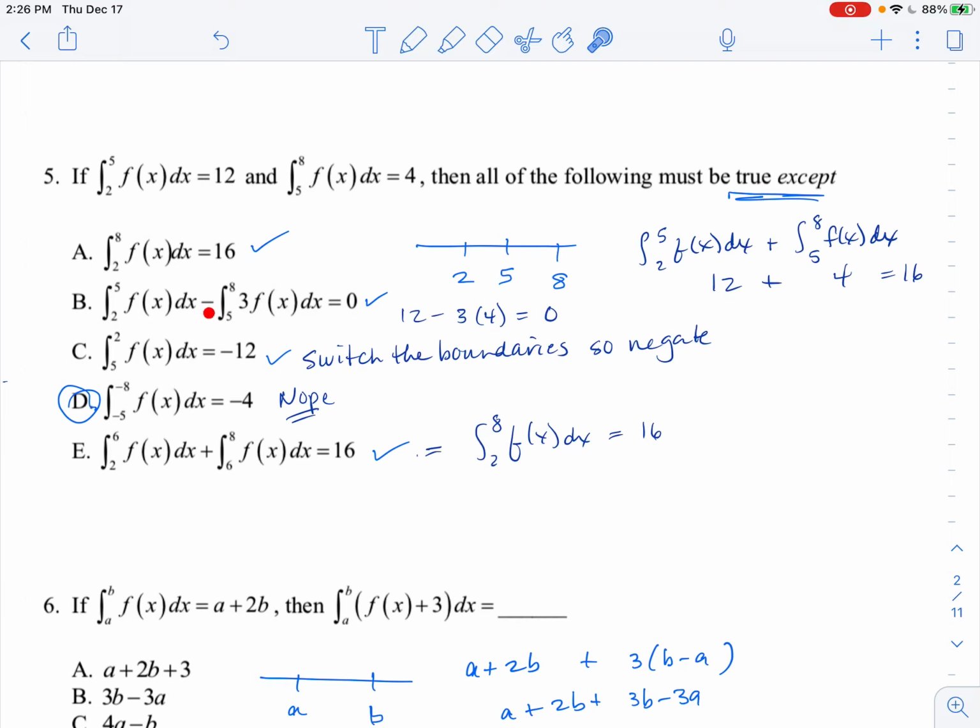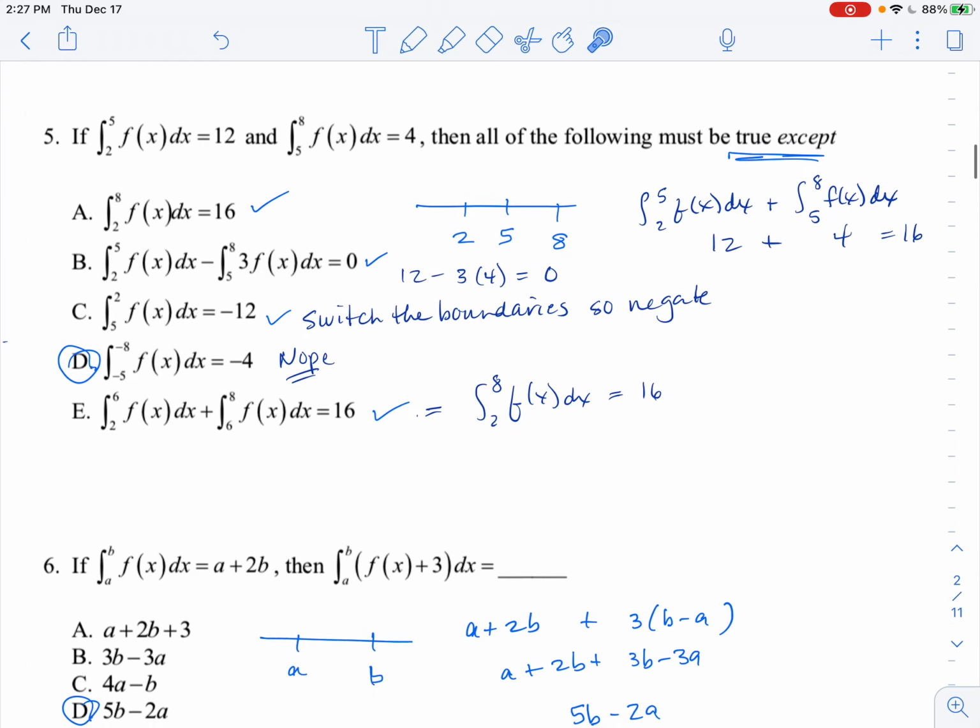When we subtract the two integrals, from 2 to 5 minus 5 to 8, well, we can subtract. And since that is multiplied by 3, that would have 12 minus 12, because 3 times 4. And so that equals 0. In answer C, they just reverse the limits of integration, and so it just negates. And so this is the only one that's not going to be true.